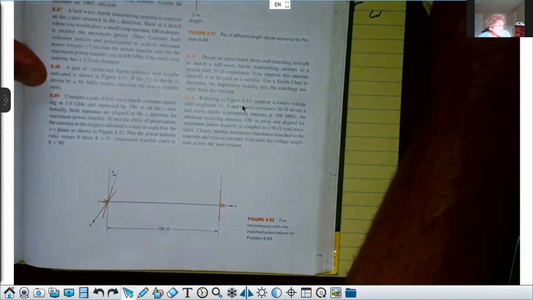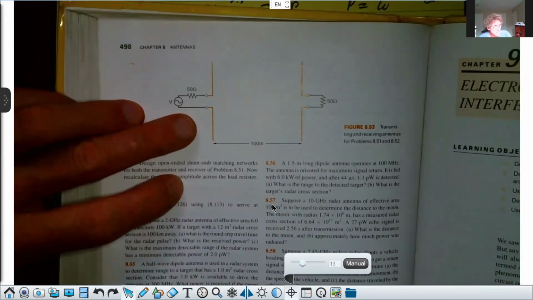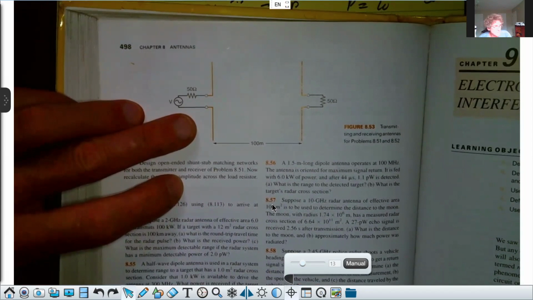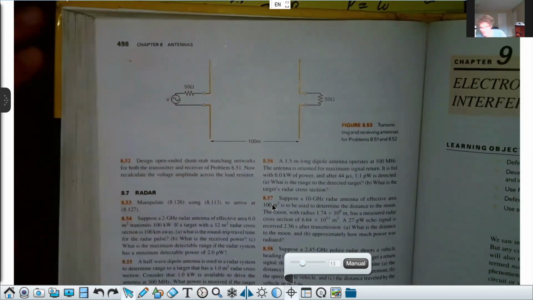So for 8.51, refer to figure 8.53. It's two dipoles separated by 100 meters, source resistance of 50 ohms, and the other has a load of 50 ohms. Now, this is a great problem, but think about those antennas not being in there for maximum gain, but one tilted. That's the kind of problem I'd be ready for in the exam.